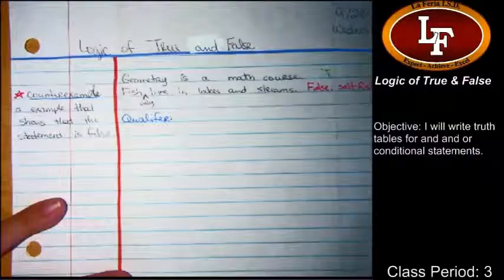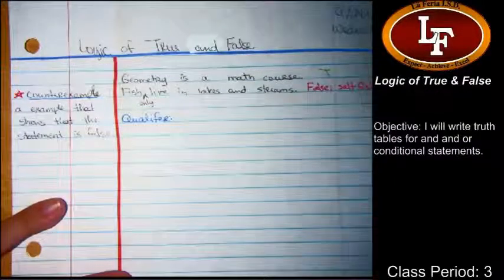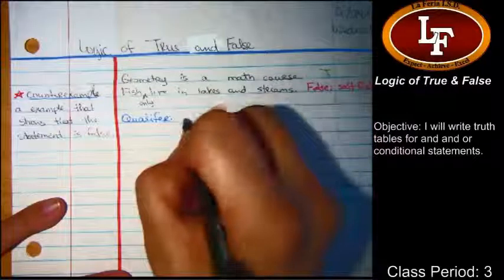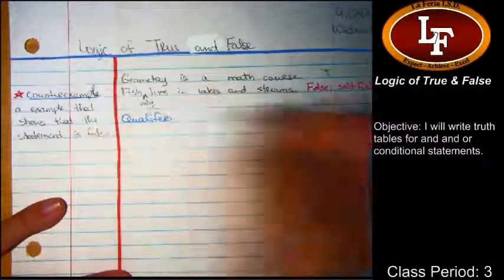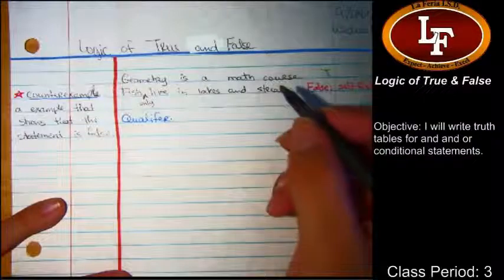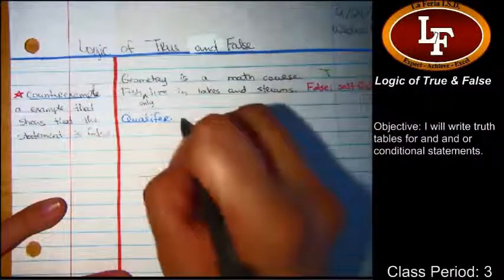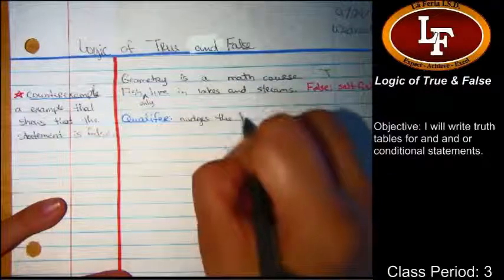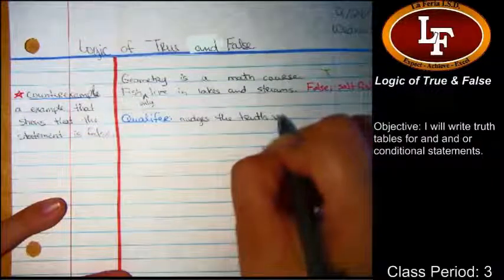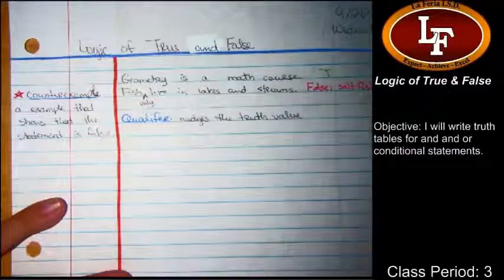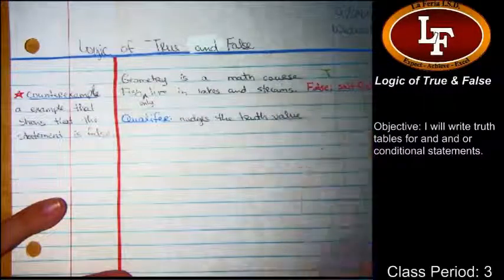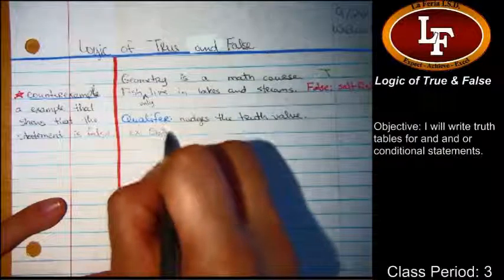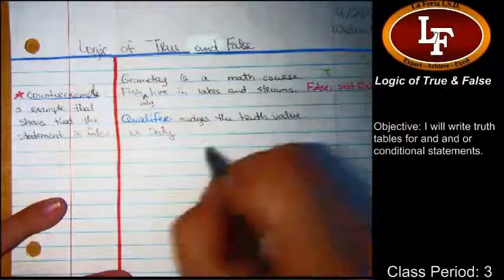It qualifies the statement and helps nudge your truth value one way or another. But what's the qualifier in this one? In this one, the word only would be the qualifier this time. So the qualifier nudges the truth value so that it's one way or another, because otherwise some of these statements could go either way. And you have words like only, which is the one that you came up with.